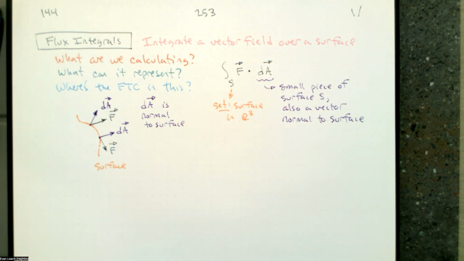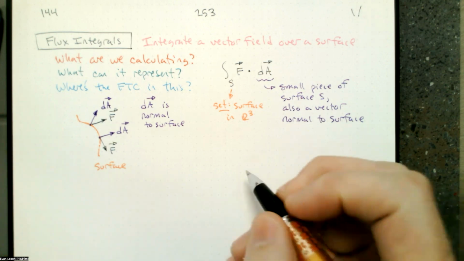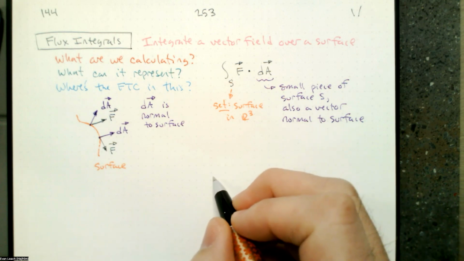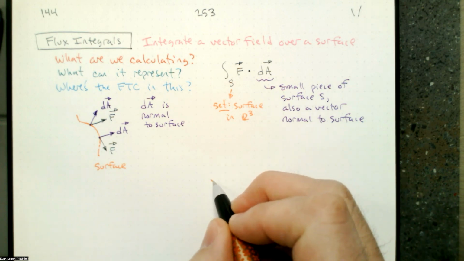It's not going to be any normal vector. It's going to be specifically how big, the length of it will be the size of the area. So this will be similar to when we had a curve. So in a flux integral, this is what we're dealing with.